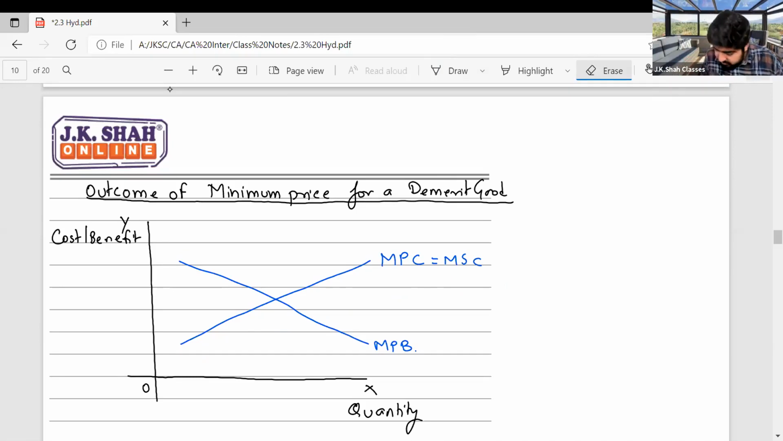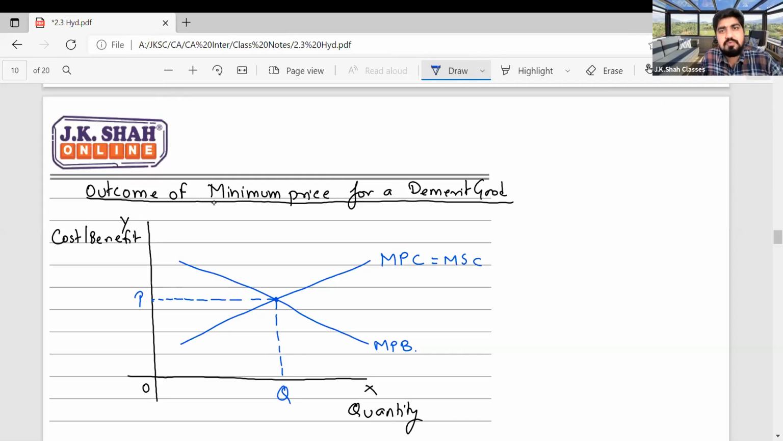Okay. Now, this will be the equilibrium. This is the equilibrium quantity. And this is the equilibrium price, isn't it? Equilibrium quantity and equilibrium price. Now, already tax has been imposed. This is after tax.